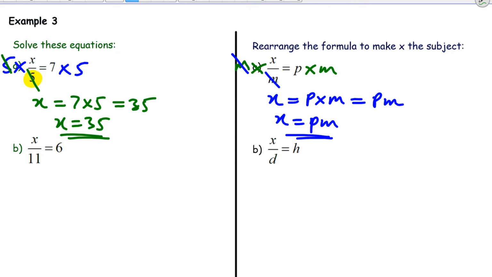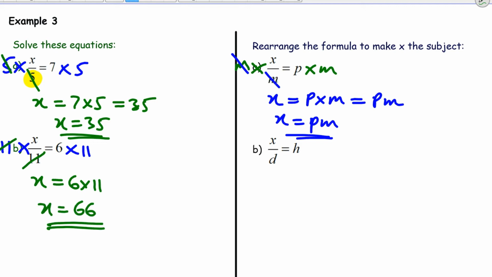Now, x is divided by 11. The opposite of dividing by 11 is multiplying by 11, and we'll apply the same process on the left and the right. Because it's an equation, it has to be balanced. So that's why I'm multiplying each side by 11. Now, these two cancel because 11 divided by 11 is 1. So 11 is gone on the left. We end up with x is equal to 6 multiplied by 11. So x will be equal to 66.